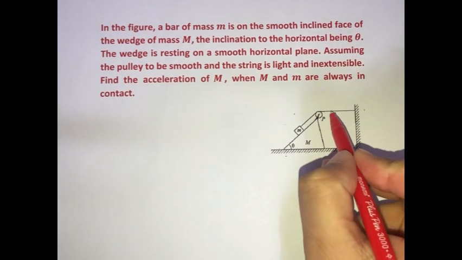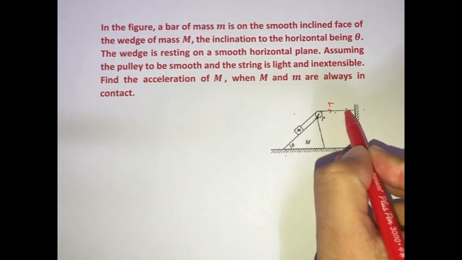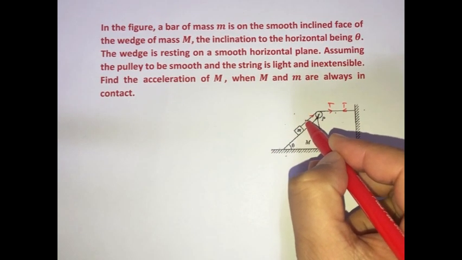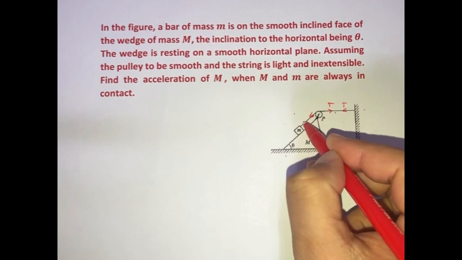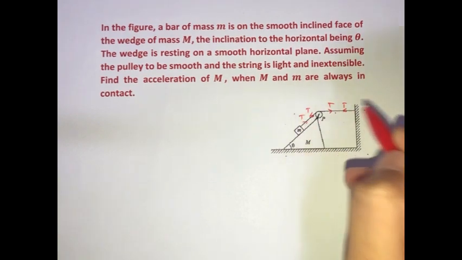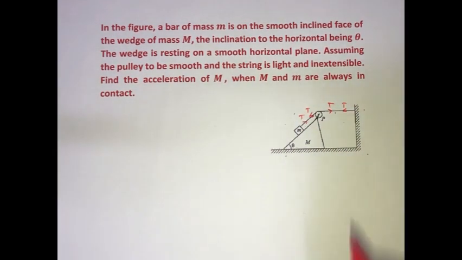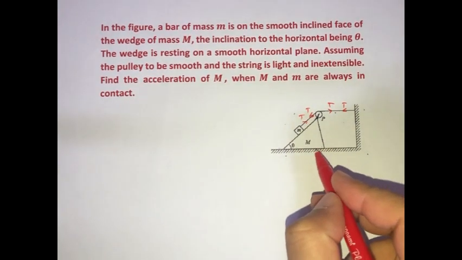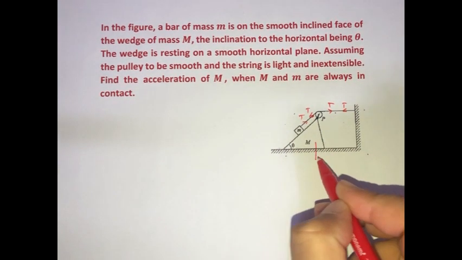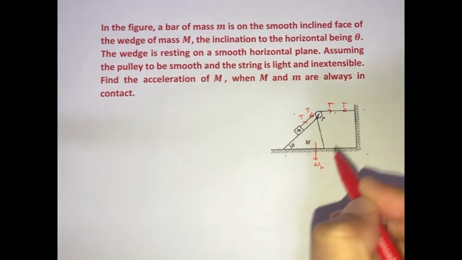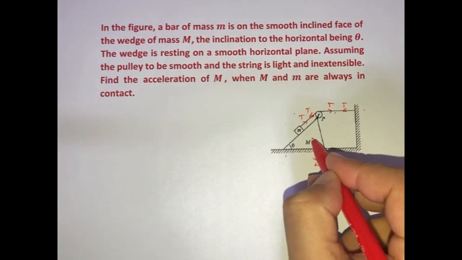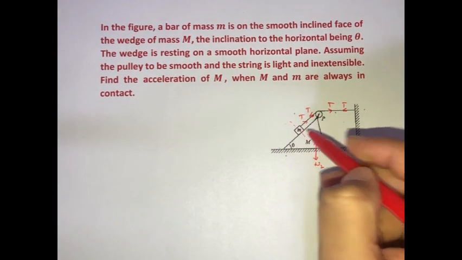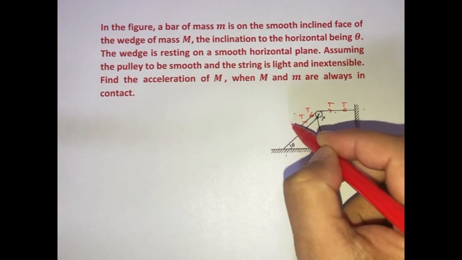So first of all, there will be a tension T, and because of this contact, let us suppose there will be a normal of N2, and because of this contact, let us suppose there is a normal of N1.